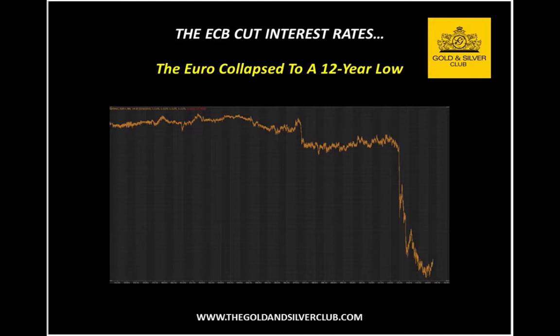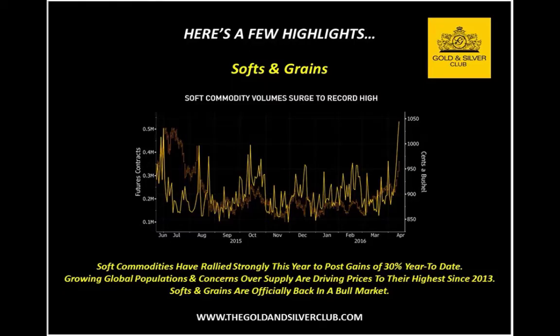In terms of the polls, they've started to increase for the Leave side over the last week or so, which is why we've seen continued inflows into the precious metals. We've seen those break out to the upside. Obviously, it will all be decided by next Thursday, which I'll go into a little bit more detail in the charts, but that has caused some increased volatility, certainly over the last few days. And with that, we've also seen not just gold and silver benefit from that, but also the softs and the grains. So soft commodity volumes have now surged to record highs as well.